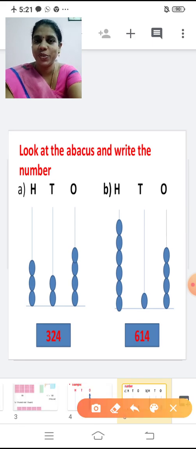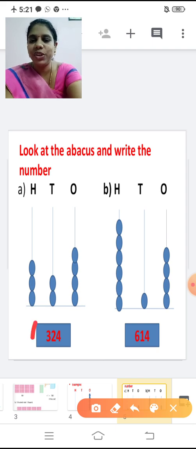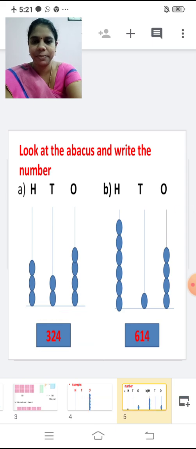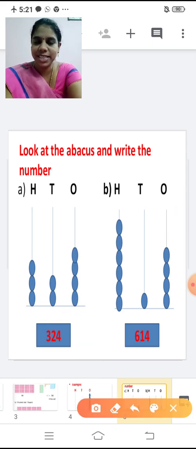Now you're going to count this. Look at the abacus and write the number. Shall we write the number now? First we'll count, then we'll write the number. First sum A: ones, tens, hundreds.